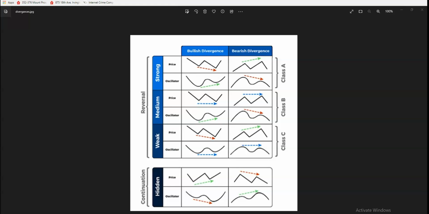RSI divergences has actually been one of the most profitable things in trading that I learned, and still today inside of my trading plan, RSI divergences are able to get me into some of the most profitable trades that I can actually get into due to the fact that, let's hypothetically say, market price in whatever it is that you're trading actually comes down in price by a lot.